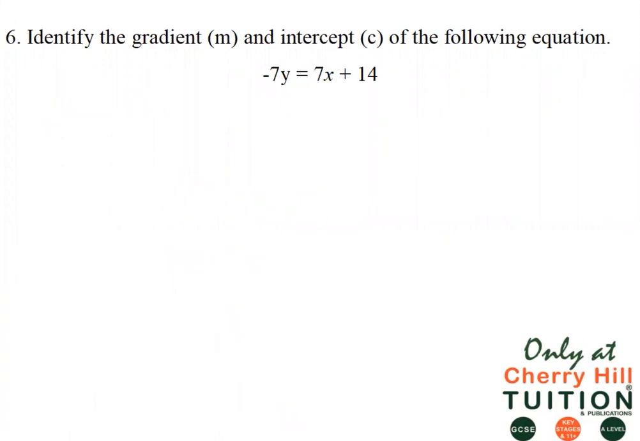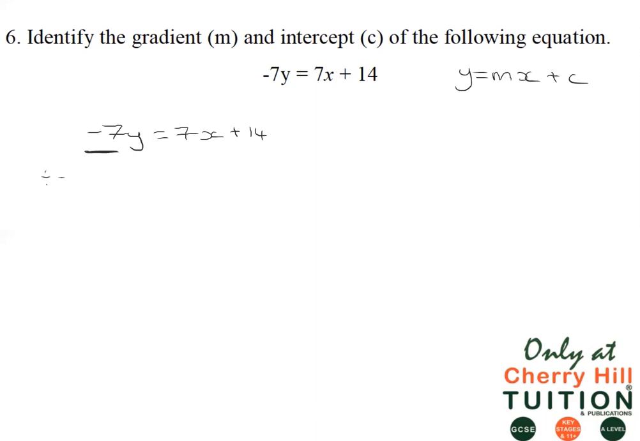Question 6, identify the gradient and intercept of the following equation. So again, we've got minus 7y is equal to 7x plus 14. What we need to do is get this into the Cartesian form, y is equal to mx plus c, and then identify the gradient and the intercept. So let's start. The first thing we need to do is make y the subject, and the only thing stopping the y from being on its own is this minus 7.